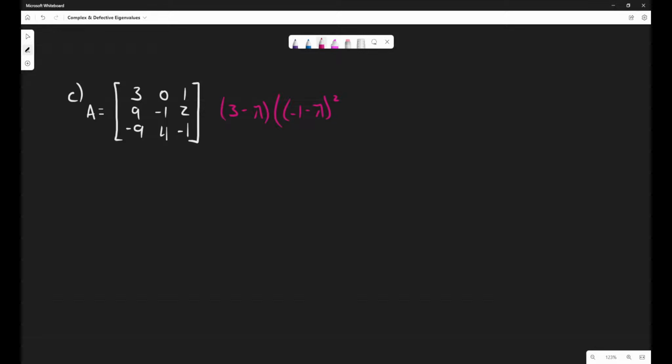And so we're going to use this top row since we have a 0, so it will make our lives a little bit simpler. And this would be 36 plus 9, negative 1 minus lambda. We do a little bit of simplification. This would be lambda squared plus 2 lambda minus 7. And this would be 27 minus 9 lambda. And so we end up getting this 3 minus lambda.